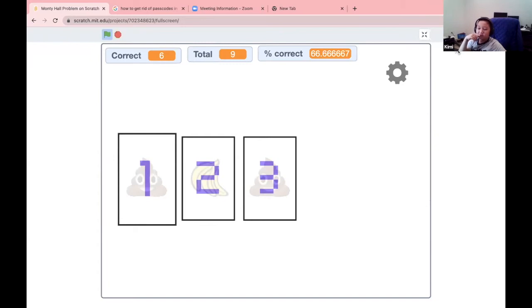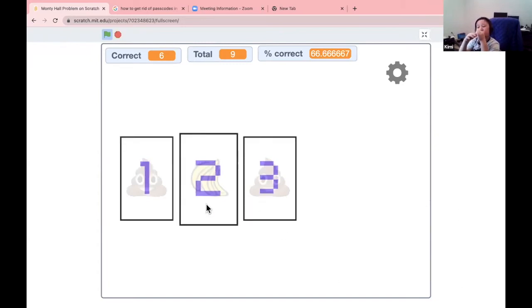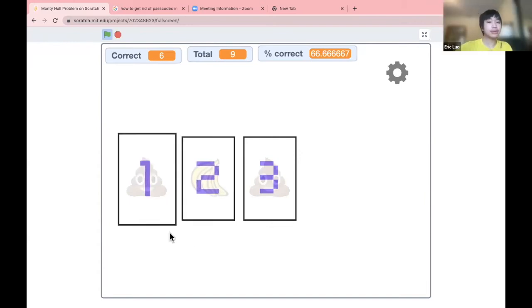Is there only 3 doors? Because I sometimes watch these and they only have 3 doors. Yeah, there can always be more doors. The concept is pretty much the same.